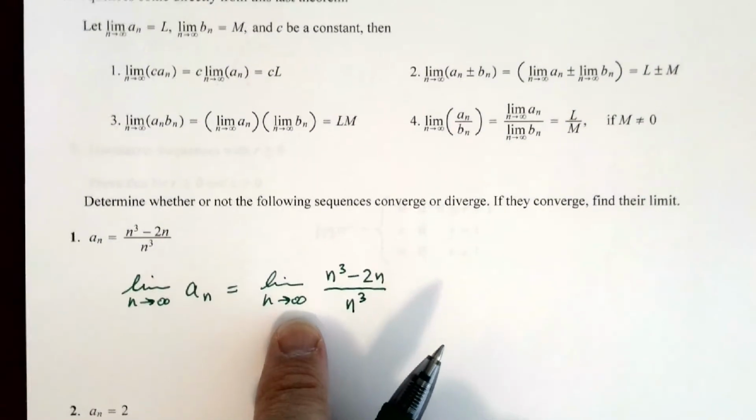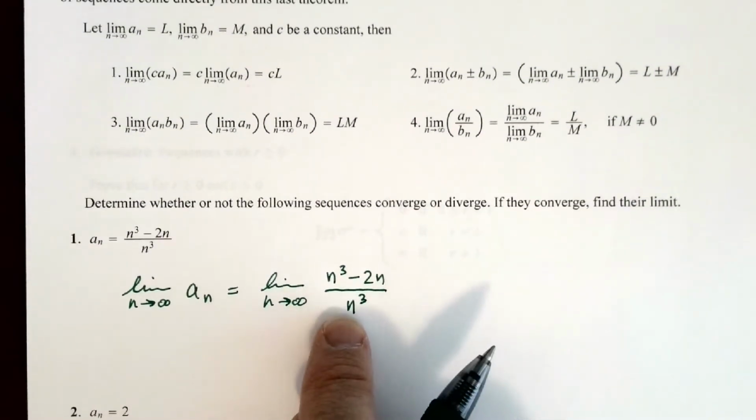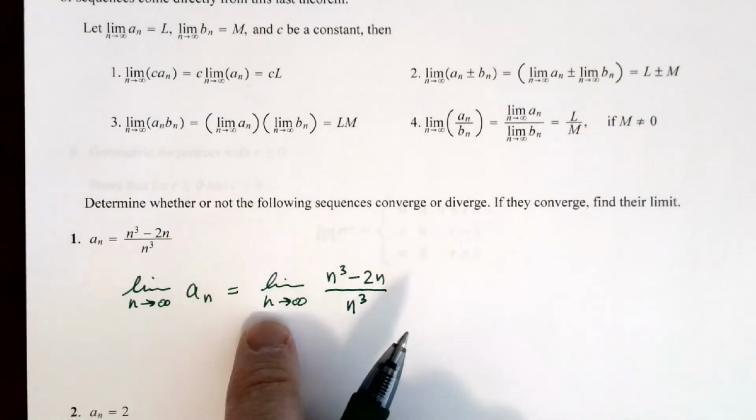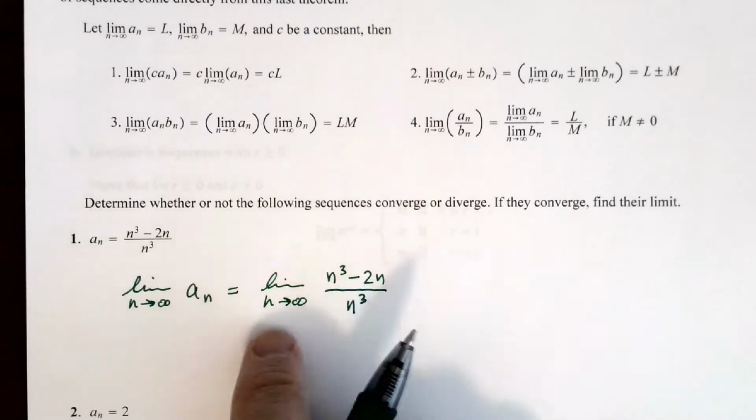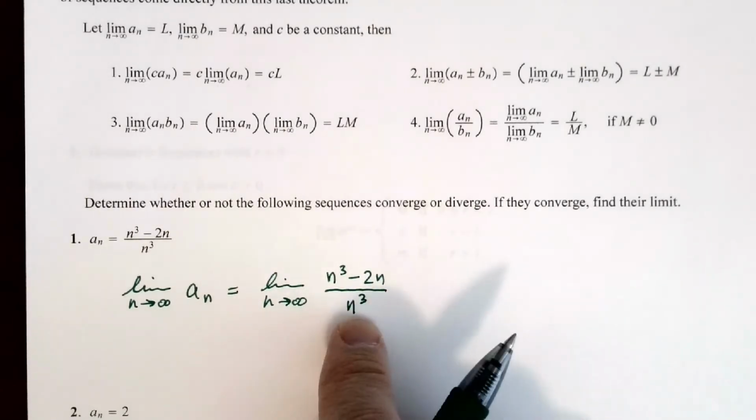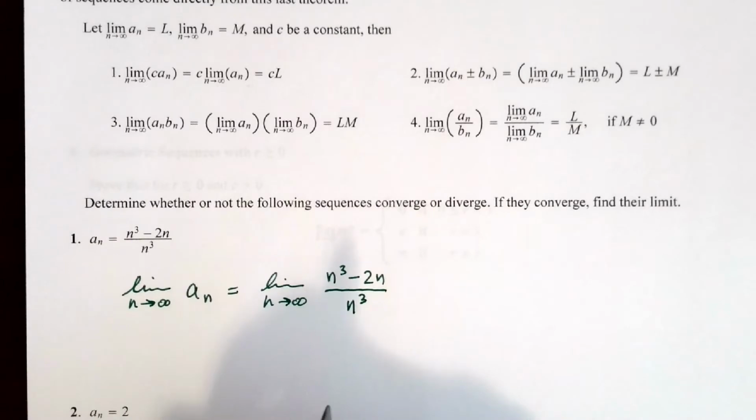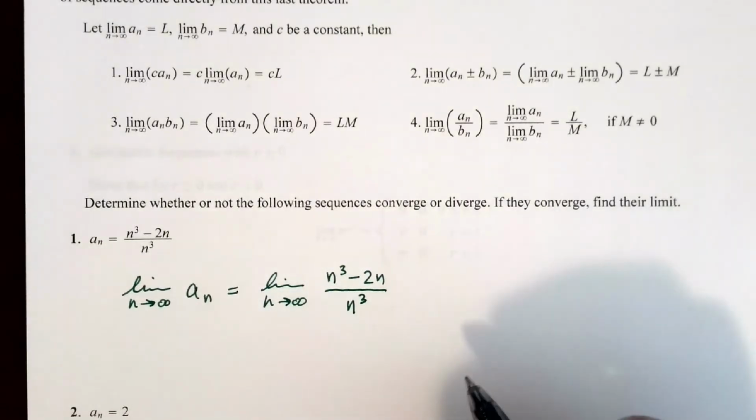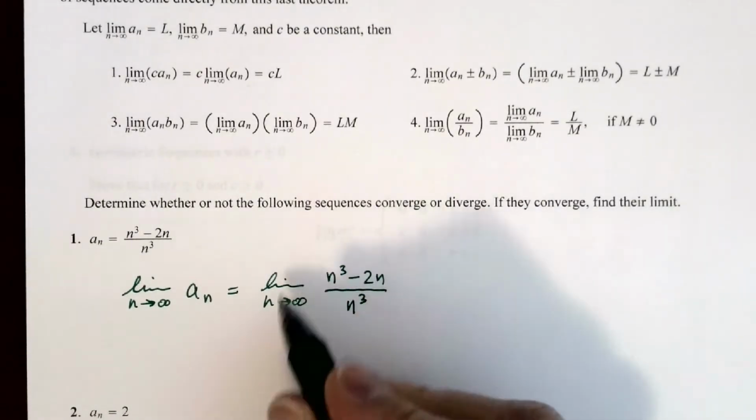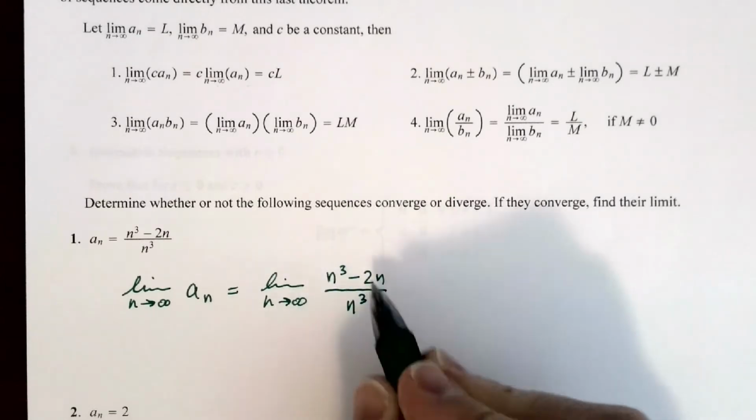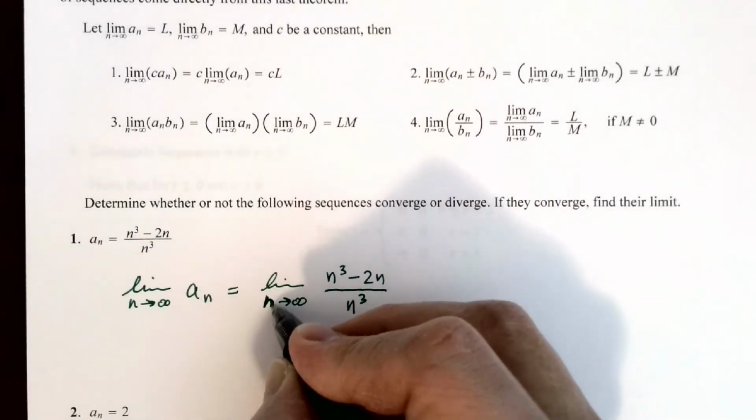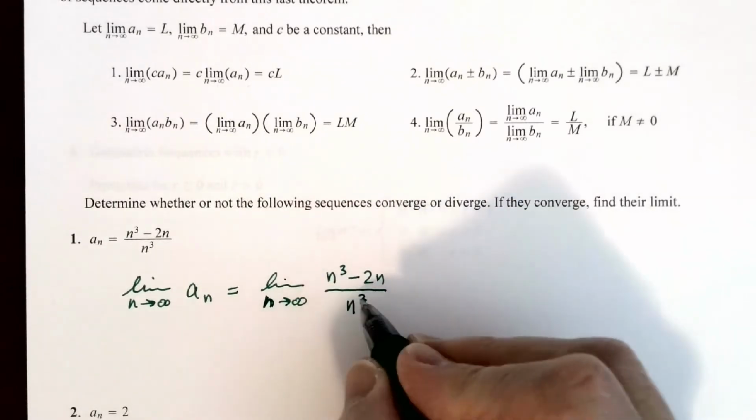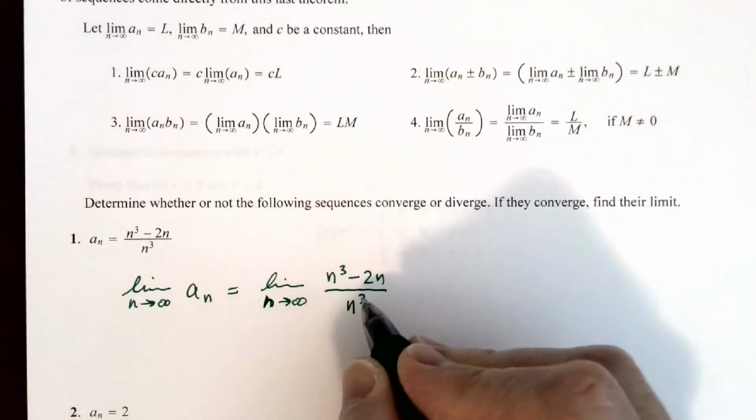Now, how would we find this limit? Well, we're going to think of this as a function of real numbers. I could change the variable to x and say limit as x goes to infinity of x cubed minus 2x over x cubed, where now the inputs can be any real number, not just the integers. But I'm just going to treat this as a function of real numbers, using the same variable n for the index. If n is any real number, what's the limit as n goes to infinity?